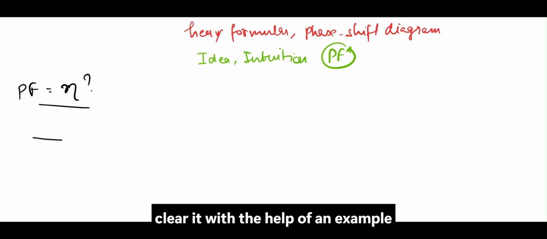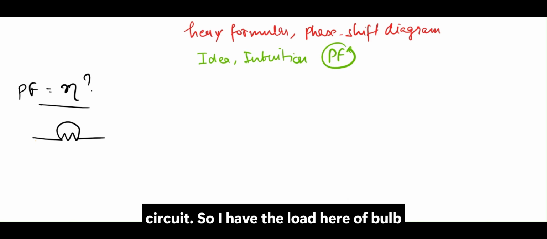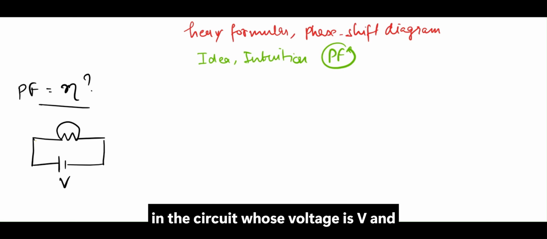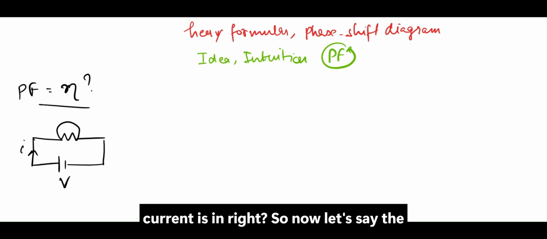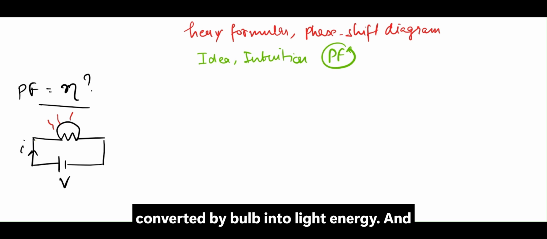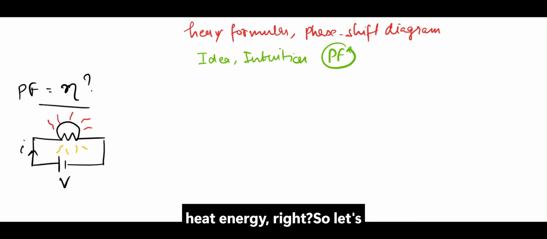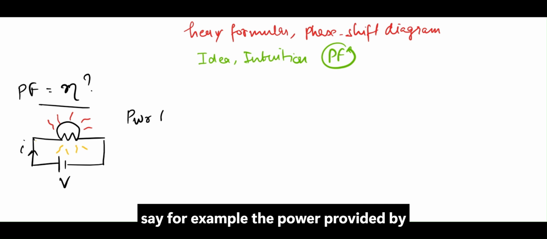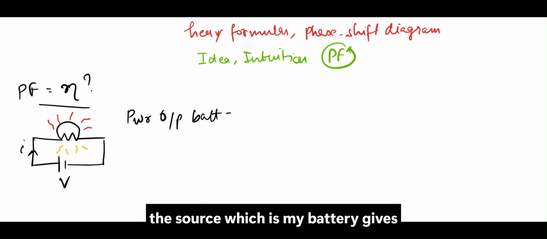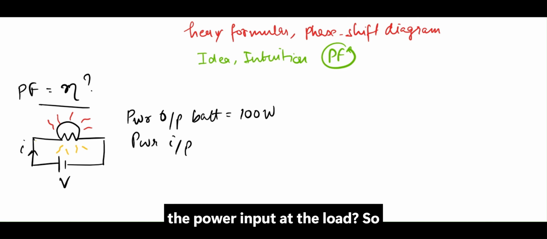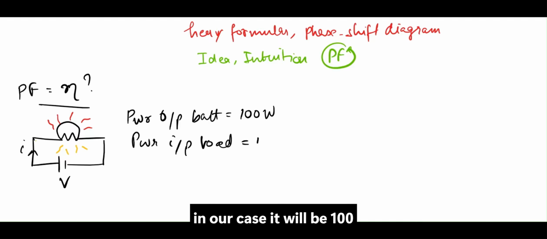So let's clear it with the help of an example circuit. I have the load here, a bulb, and I have connected it to a DC source in the circuit whose voltage is V and current is I. Now let's say the energy provided by my source gets converted by the bulb into light energy, and some of it is getting converted into heat energy. Let's say, for example, the power provided by the source, which is my battery, is 100 watt. So what will be the power input at the load? In our case it will be 100 watt too.